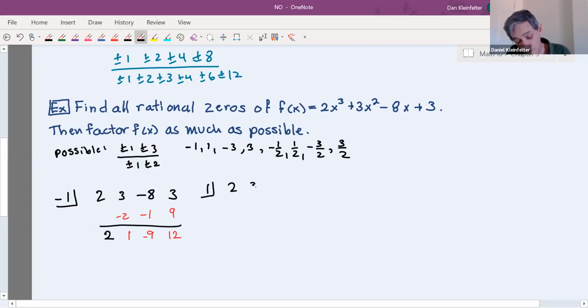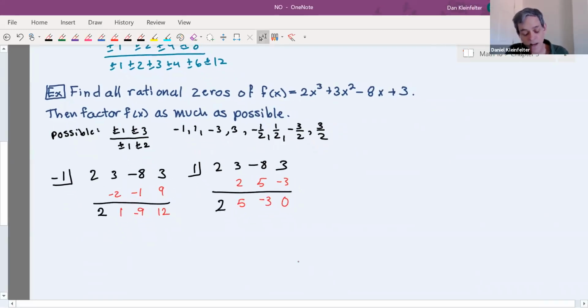Okay, 2, 3, -8, and 3. Okay, so 1 times 2 is 2. There's 5. 1 times 5 is 5. This is looking better. -8 plus 5 is -3. 1 times -3 is -3. So there we go. So we've gotten that. We've found out that 1 is a 0.